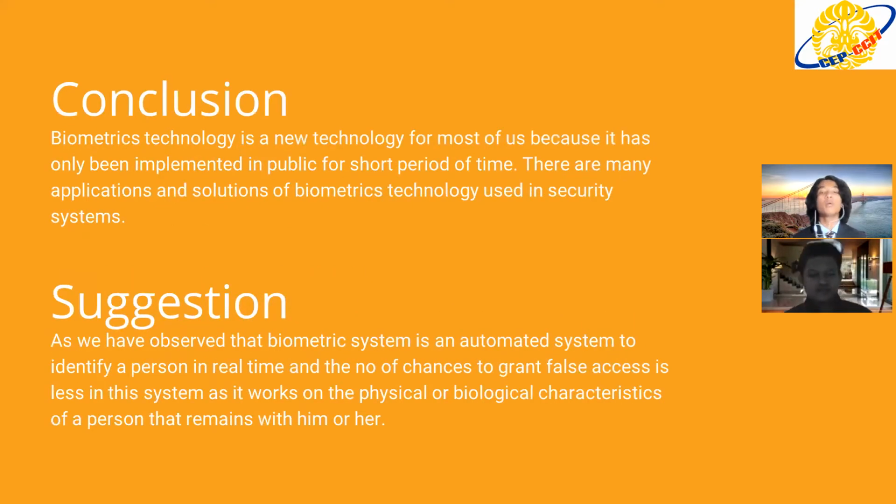In conclusion, biometrics technology is a new technology for most of us because it has only been implemented in public for a short period of time. There are many applications and solutions of biometrics technology used in security systems. And the suggestion for biometric security systems is, as we have observed, that a biometric system is an automated system to identify a person in real time, and the chance of granting false access is lower in the system as it works on the physical or biological characteristics of a person that remain with him or her.